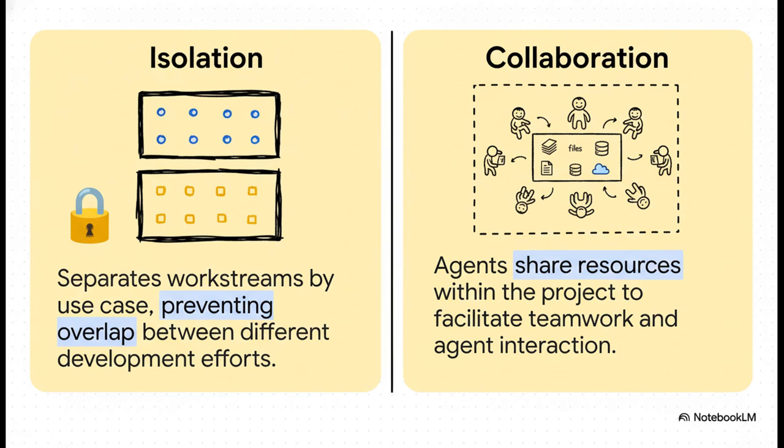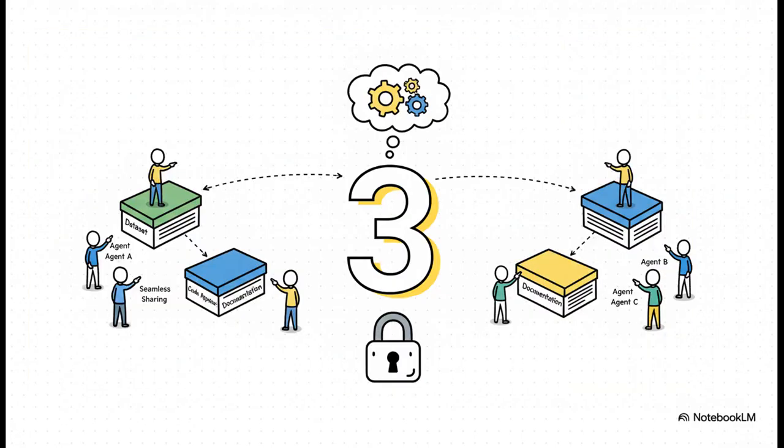On one side, you have that crucial isolation. Projects keep your work streams completely separate, so the data from one experiment isn't going to accidentally leak into another. It's all neatly contained. But then, on the other side, you've got these amazing collaboration features. Inside that secure bubble, all your agents and teammates can share resources, which makes real teamwork not just possible, but easy. So how does that sharing actually work? Well, when you get down to the nuts and bolts of storage, there are just three critical things that every single agent you build automatically shares inside a project. This is what makes it all so seamless.